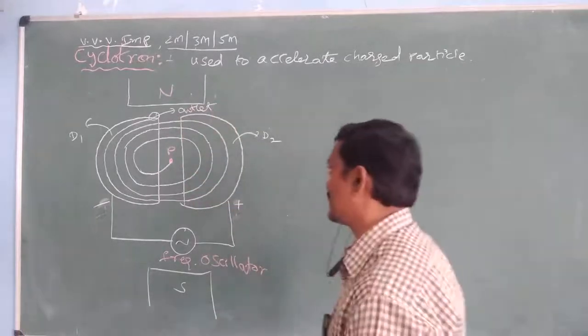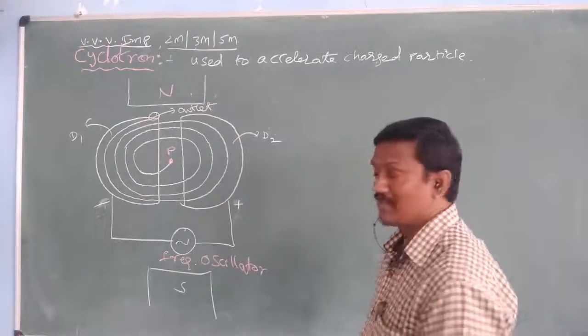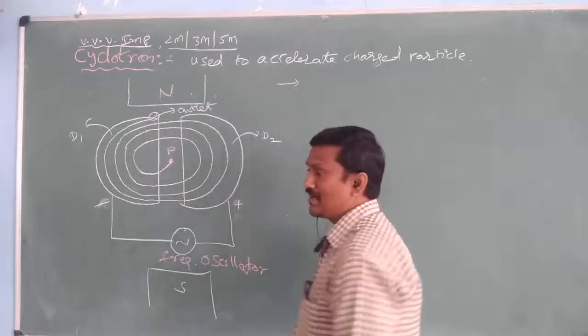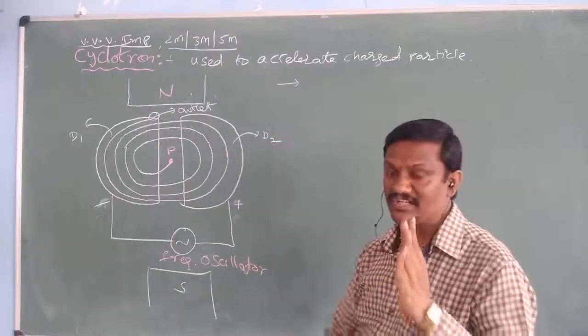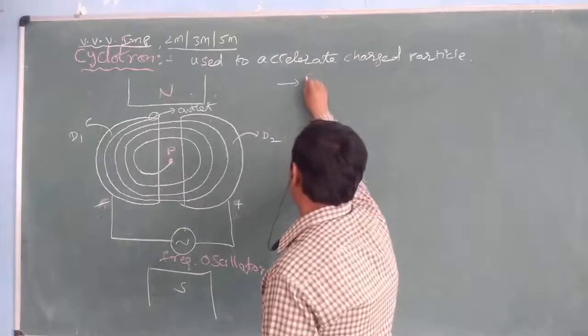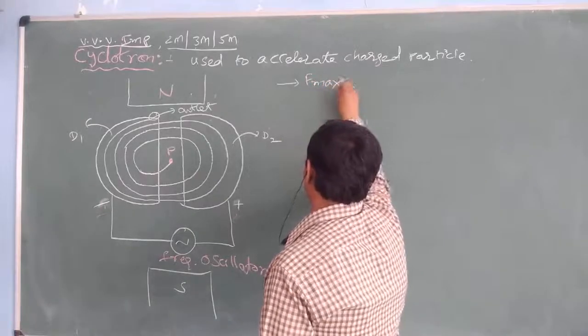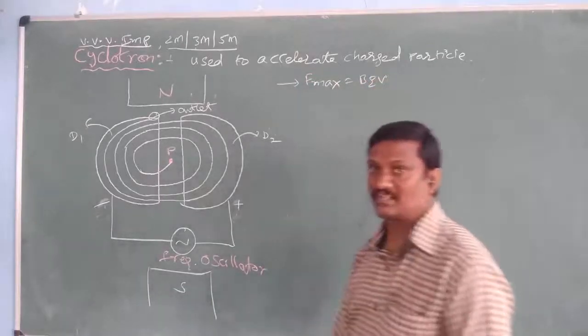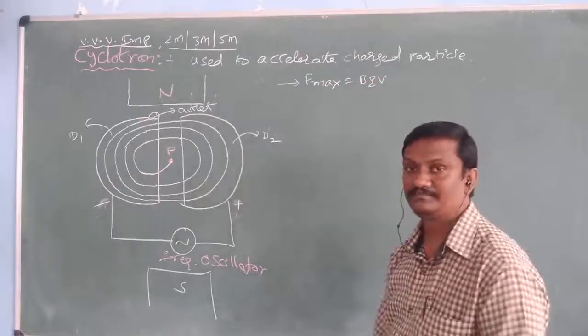So observe the derivation carefully. In principle, any charged particle moving perpendicular to a magnetic field experiences maximum magnetic force. We know the expression for maximum magnetic force: F max is equal to qvB. It is the expression for maximum magnetic force.